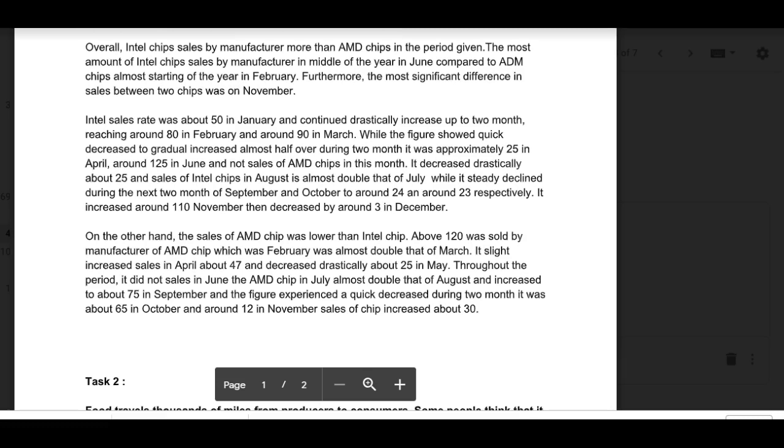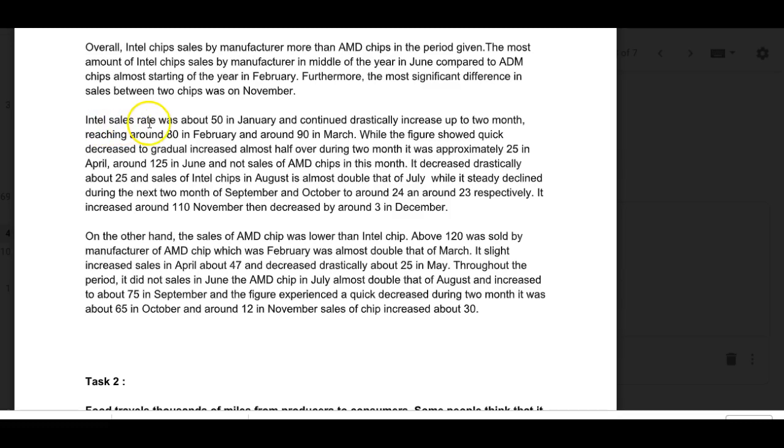Intel's sales rate was about 50 in January and continued drastically increase up to 2 months, reaching around 80 in February and around 90 in March. All right, so the problem here is grammar. I'm glad you started off in January. That's a good thing to do because it is a story. So it's important to start at the beginning and tell us what we're looking at in the beginning of the year as well as the end of the year. But there's a lot of problems with the grammar and the vocabulary.